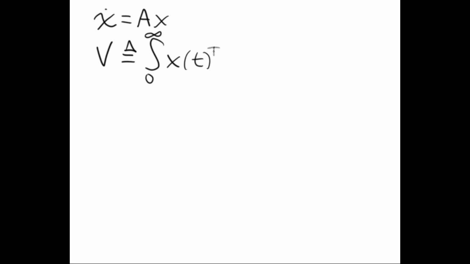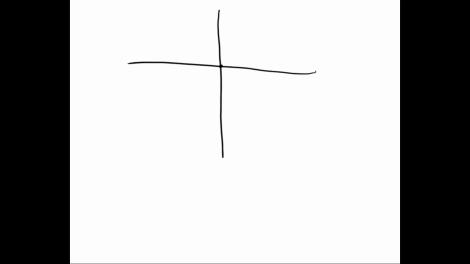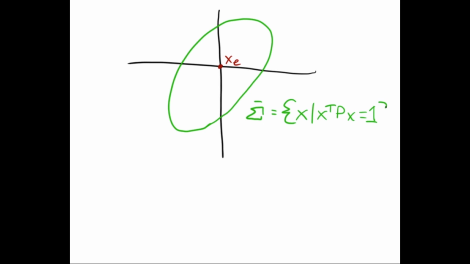Next, we consider some system x dot equals a of x. We define p of x such that x transpose times p times x forms some ellipse around an equilibrium point with a length of 1. Taking a look at the graph, we see the tangent of the trajectory x of t is a of x, and the normal line to the outside of sigma is p of x.